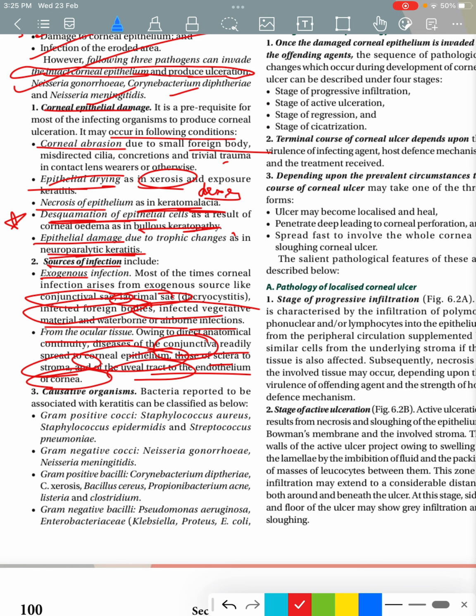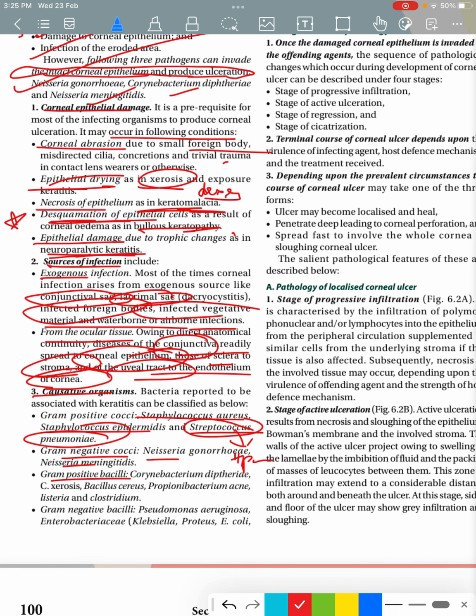Then the causative organism. When we see the most common causative organisms, let's say Staphylococcus species, Staphylococcus epidermidis. Streptococcus pneumoniae is the most common cause. It produces a special type known as hypopyon corneal ulcer. Whereas all these bacteria can also produce hypopyon. This particular pneumococcus is named as hypopyon corneal ulcer. Then gram-negative cocci like Neisseria species.